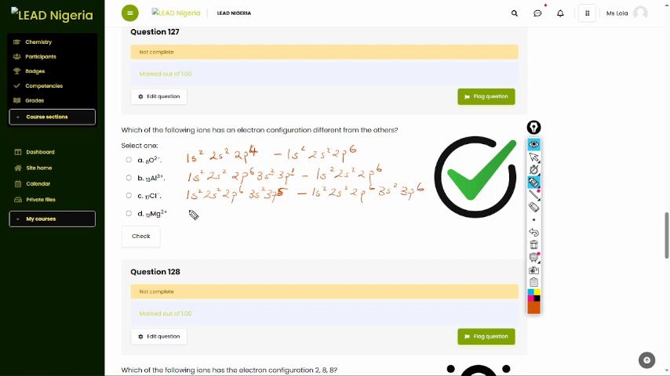Now lastly, magnesium. Magnesium is 12. So 1s2, 2s2, 2p6, 3s2. Six plus 2 plus 2 plus 2 is 12. For magnesium to form a positive ion, it loses 2 electrons. So it will lose the 2 electrons we have here, and we're left with 1s2, 2s2, and 2p6. So this and this are the same. The odd one is chlorine, which means the answer is C.